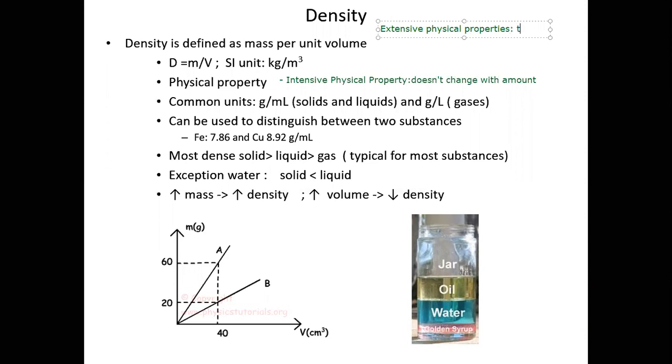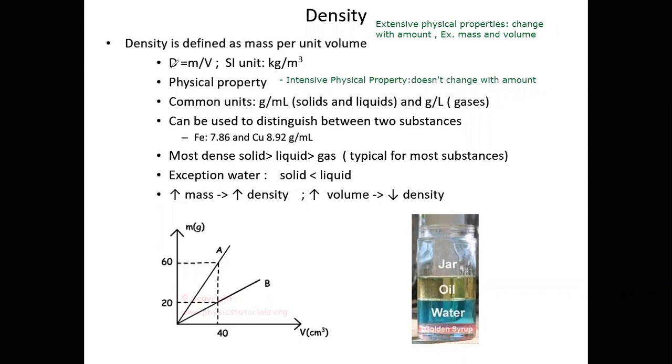And these change with amount. So if you increase the amount, you're going to increase those physical properties. And the two most common examples are mass and volume. So with physical properties, you have two types: intensive physical property and extensive. Intensive doesn't depend on the amount, such as density. Extensive does depend on the amount, such as mass and volume. That's just a little side note there.